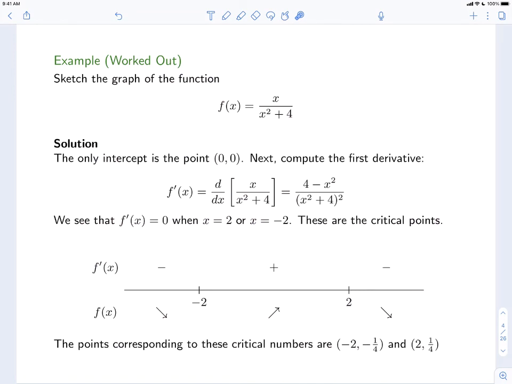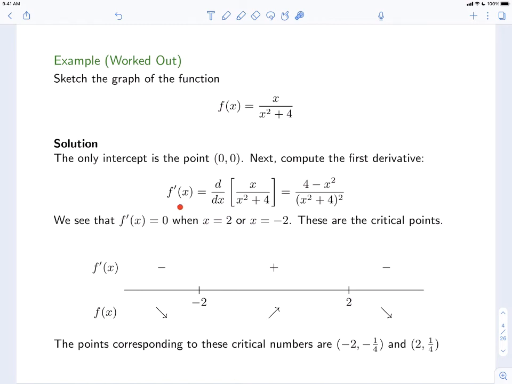Let's sketch the graph of the function f of x equals x divided by x squared plus 4. The only intercept is the origin, the point (0, 0). There are no vertical asymptotes for this function. Next, we want to compute the first derivative. This will give us the critical numbers, or the critical points.